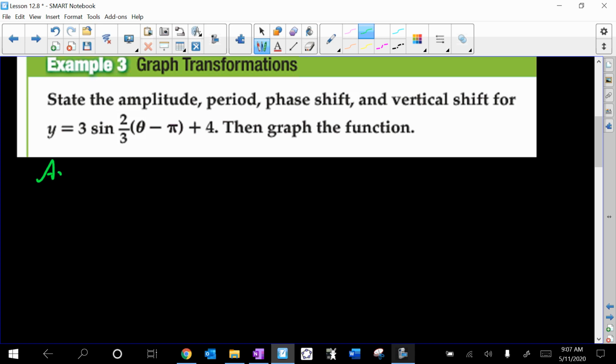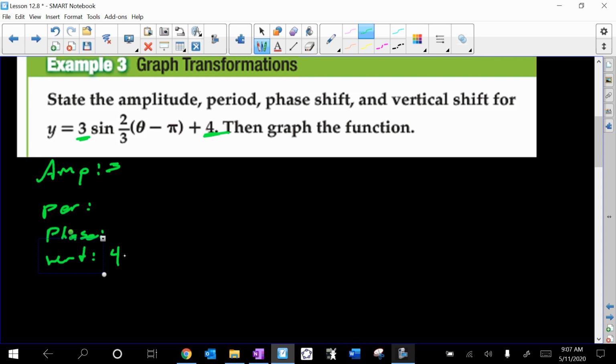So finding amplitude, period, phase, and a vertical shift. We'll start with amplitude. Amplitude is this value right in here, which is 3. I'm going to go all the way down to vertical next because that might be the next easiest location. That would be a positive 4.